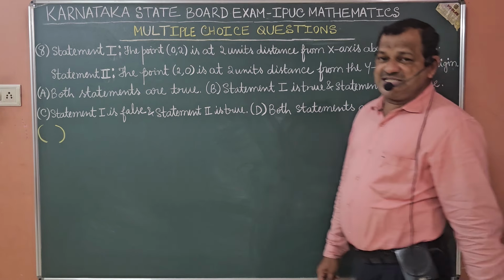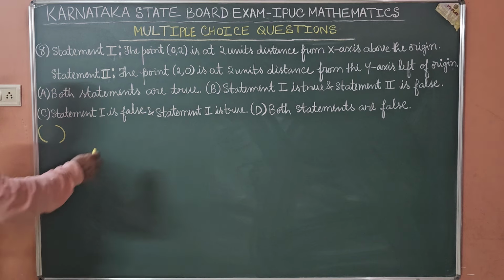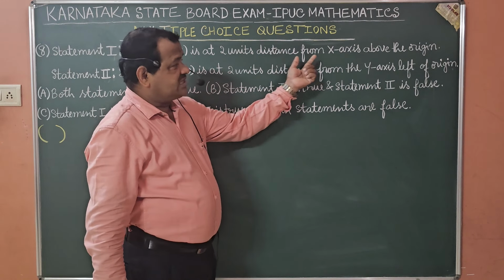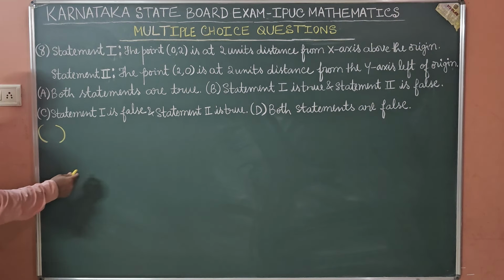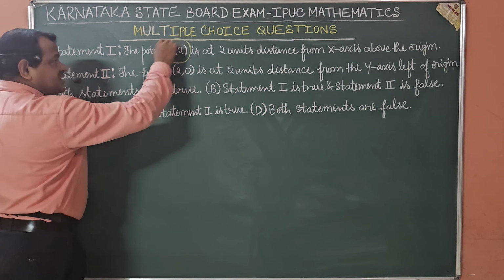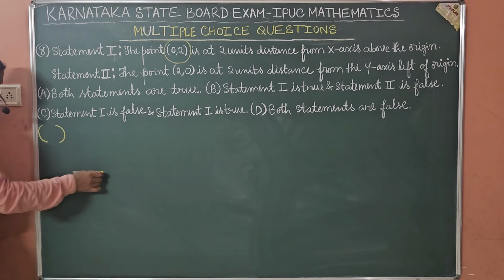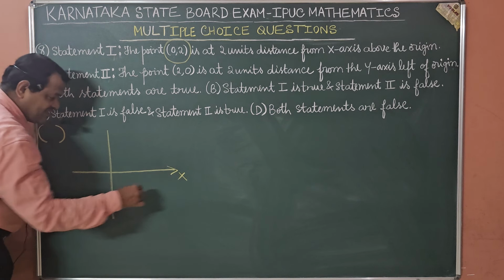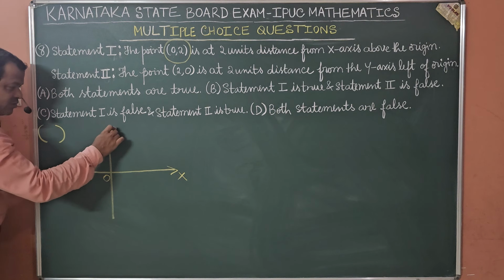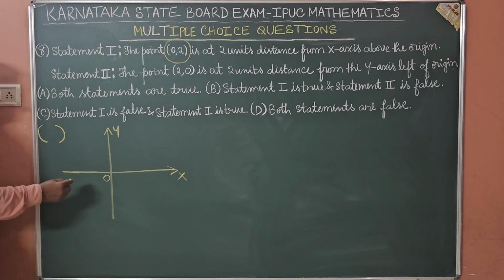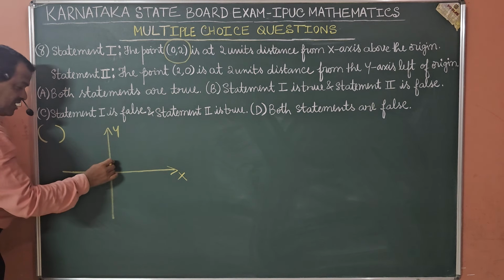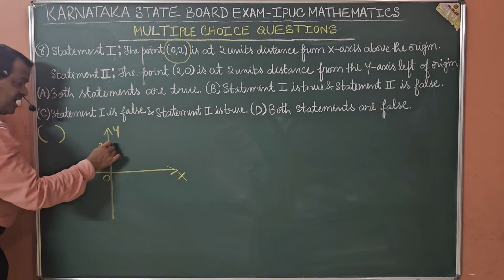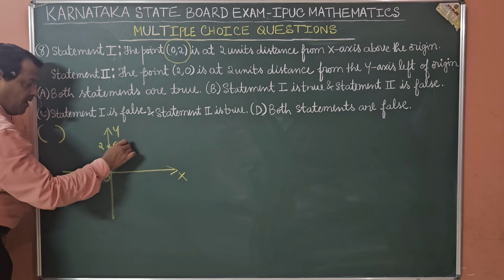Let me plot this and show you the answer. See, the point (0, 2) is at 2 units distance from the x-axis above the origin, so let me mark this point (0, 2). Say in the Cartesian coordinate system, this is what we have, the x-axis, here we have the origin, and this is the y-axis, and then it is (0, 2). If I measure this much, roughly 1 unit, and this is 2 units here, and this is the point (0, 2).